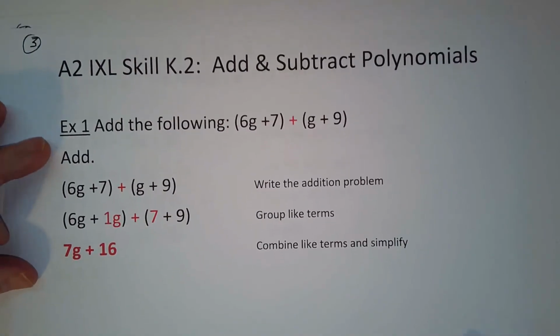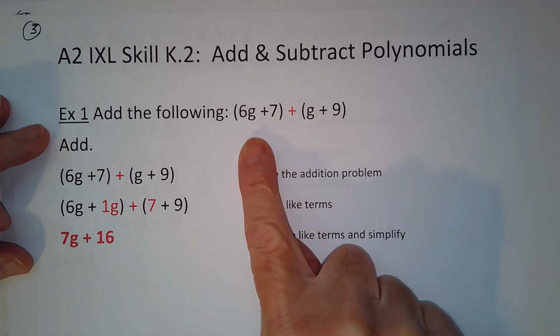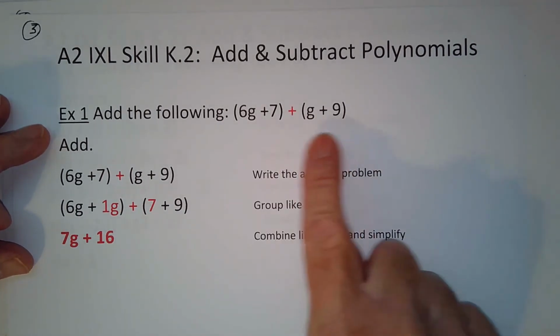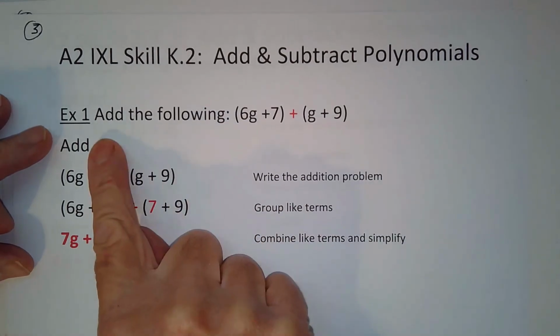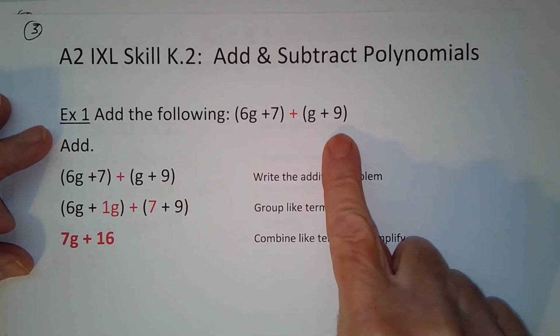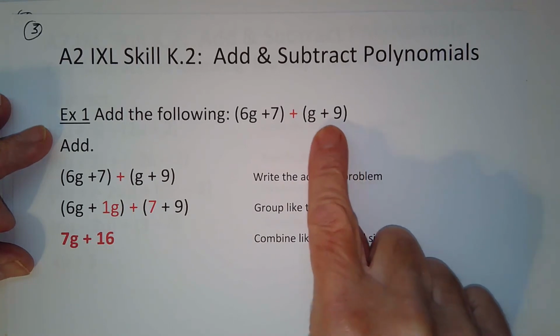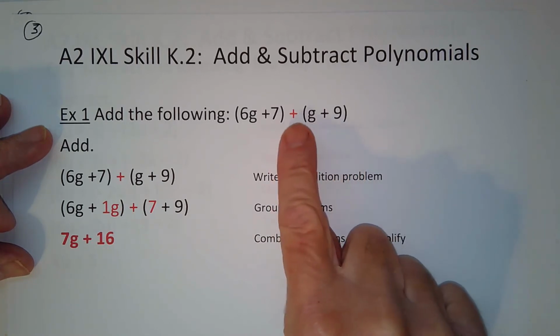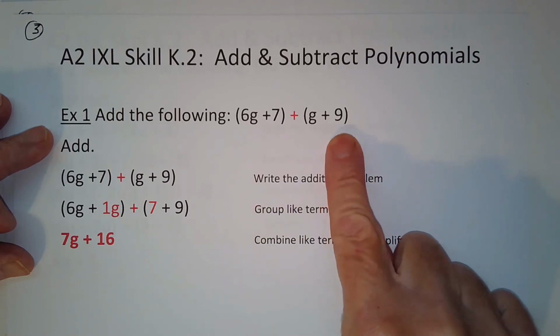we're going to look at our first example here. You're going to add the following. We have 2 binomials that we're adding together. So notice where the red addition sign is. That's the operation of adding. The signs inside the binomial really are positive and negative indicators. So you can tell that this is not really plus 7, or at least you should be able to know that. It's actually positive 7, and this is positive 9.